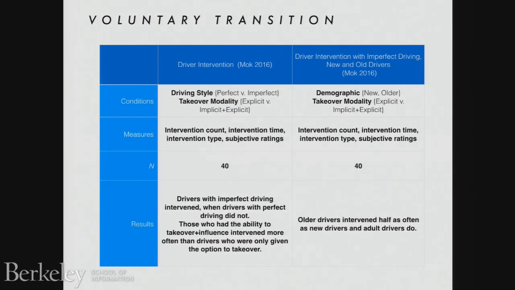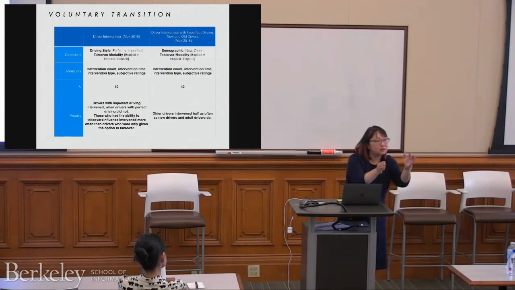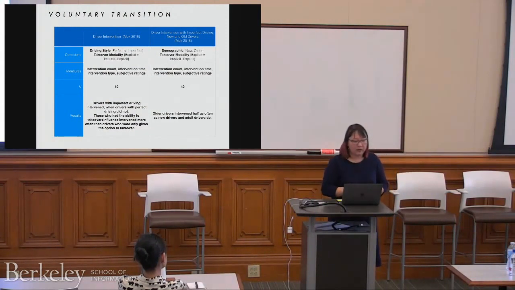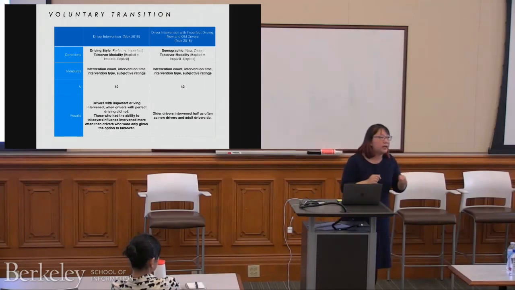And one of the interesting results that we have from these kinds of studies is that people, of course, are more likely to intervene when the car is driving imperfectly. They'll just reach out and center the car a little bit. And the people who have the chance to intervene by doing implicit actions were much more likely to jump in and correct the car than something where you have to do explicit handover.